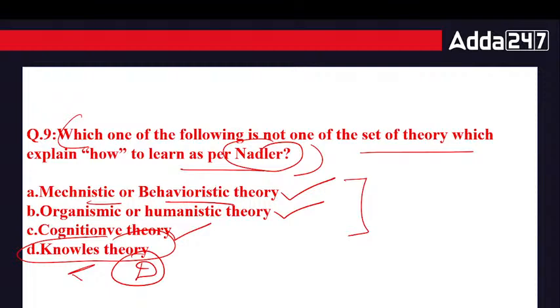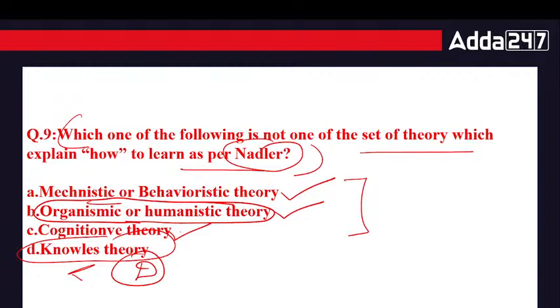Mechanistic is what? Here the learner is passive actually. He is not that active; he is more like a passive learner. Then the second is organismic or humanistic theory. In organismic, the learner has the freedom to learn whatever they want to learn. In cognitive, the learner is applying the brain. He is very active here, in cognitive learning, right?